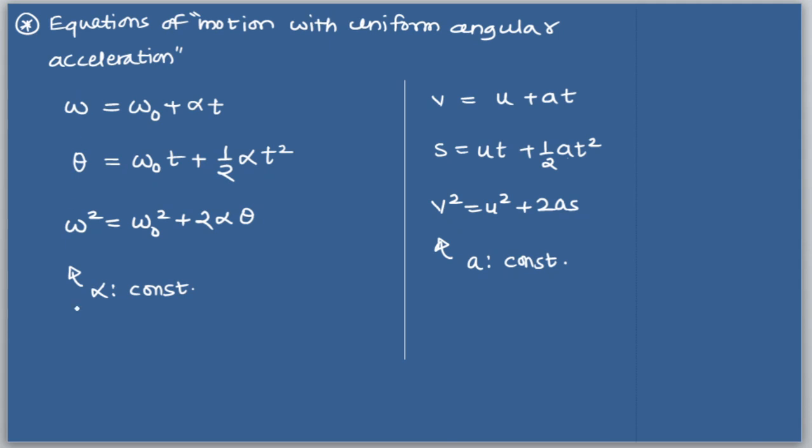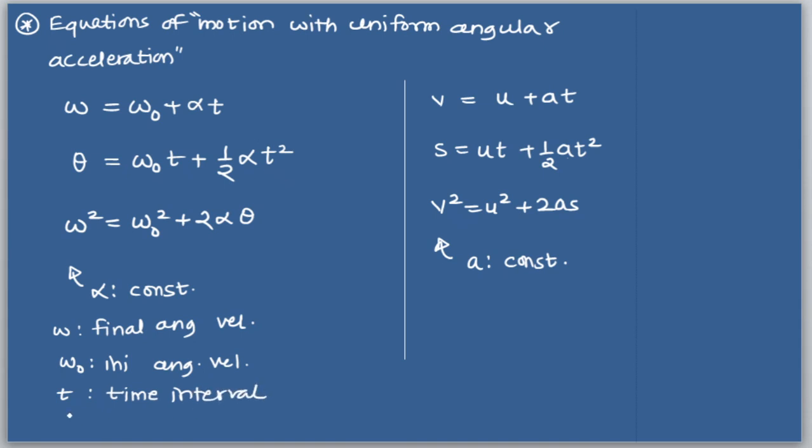So what is this omega? Omega is the final angular velocity. What is omega 0? That is the initial angular velocity. What is t? Sir, t is the time interval, not a time instance. What is alpha? Constant angular acceleration, right? These are the things which we already know. Just make a list of formulae.